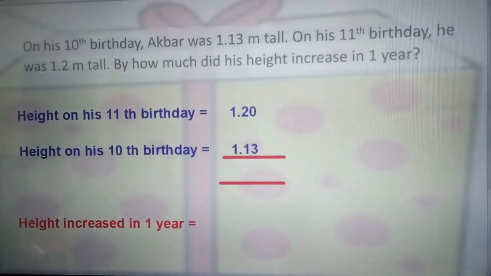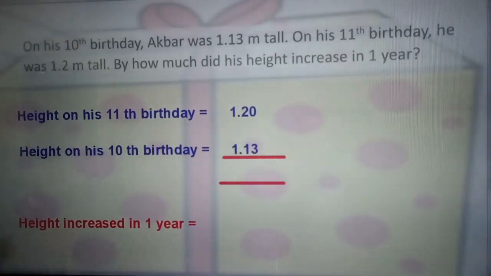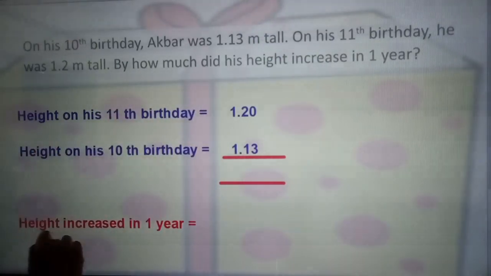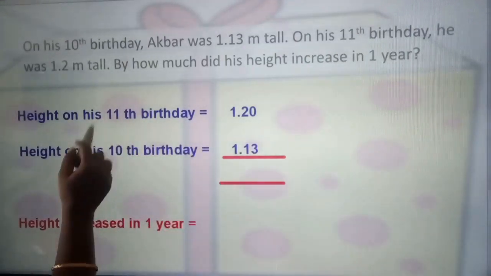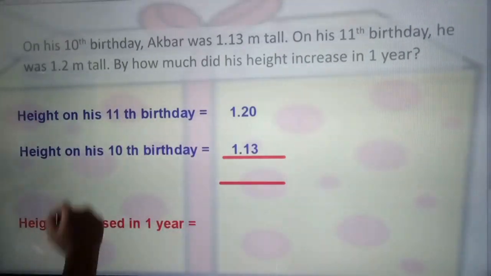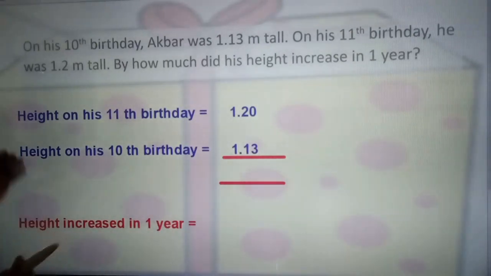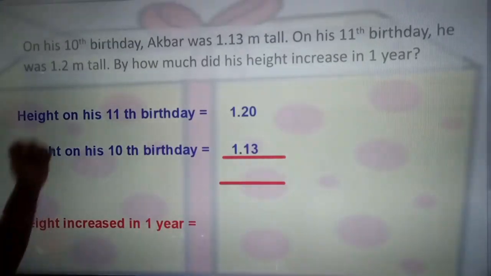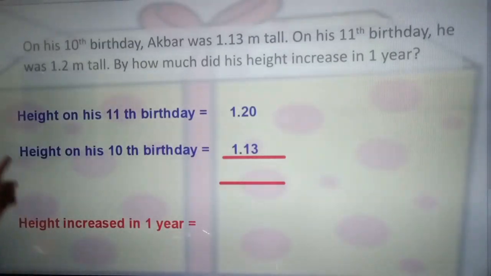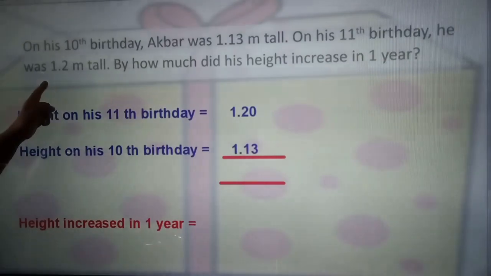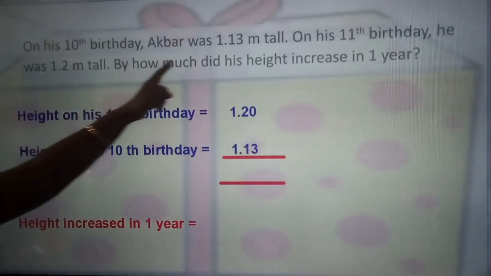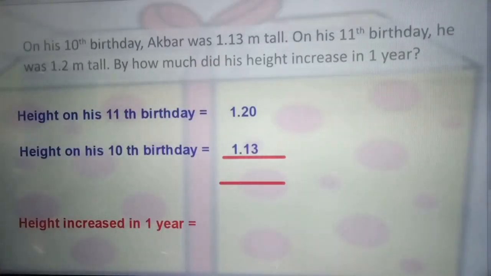See, on his 10th birthday, Akbar was 1.13 meter tall. On his 11th birthday, he was 1.2 meter tall. By how much did his height increase in 1 year? அக்பர் வந்து அவங்களோட ஹைட் பத்தி சொல்றாங்க. 10th பர்த்டேல எவ்வளவு இருந்தாங்க, 11th பர்த்டேல எவ்வளவு இருந்தாங்க அப்படின்னு சொல்லி. See children, 11th birthday தான் அவங்க height அதிகமா இருக்காங்க 1.2. See here 1.13 only they have given.